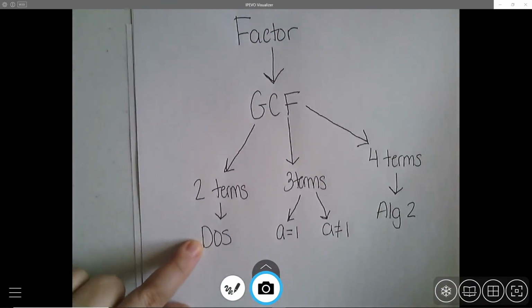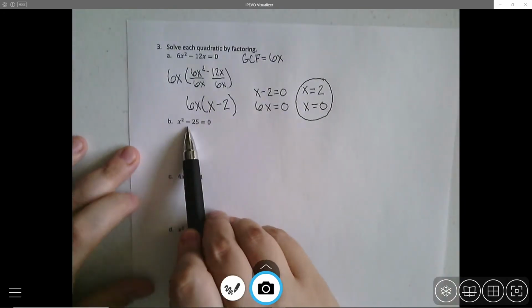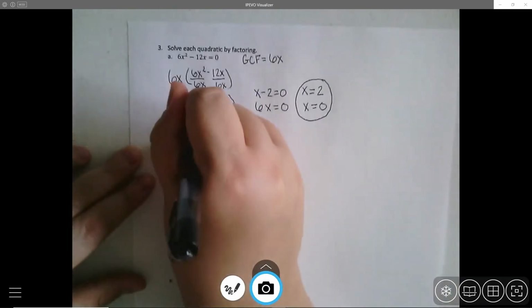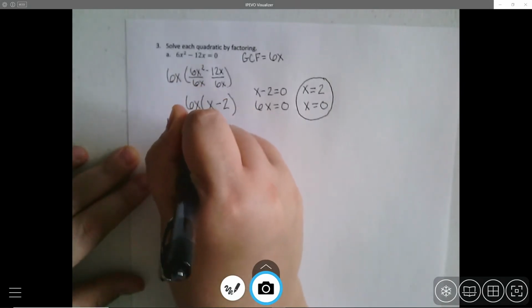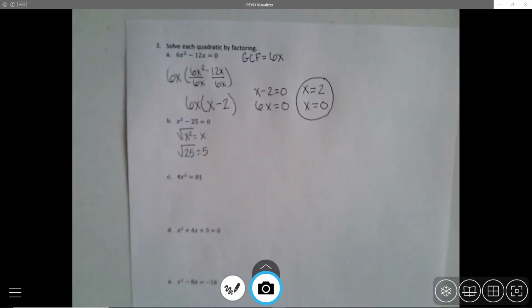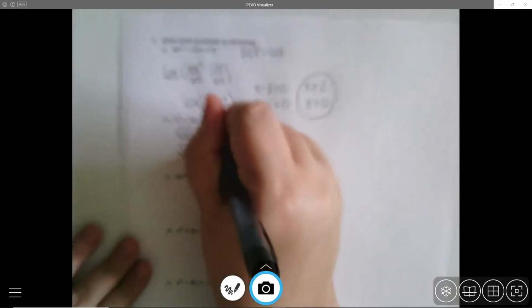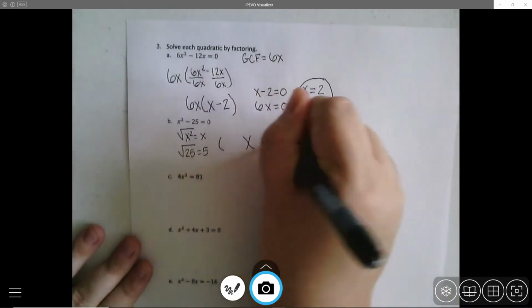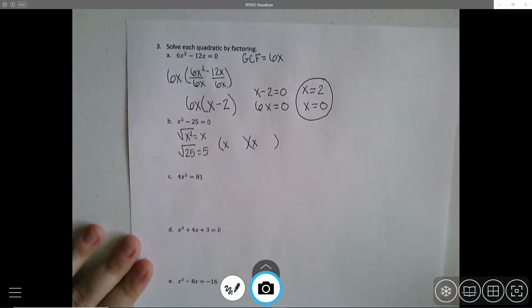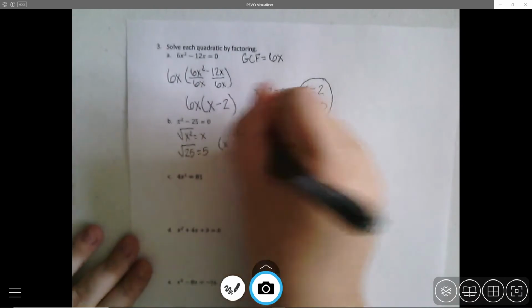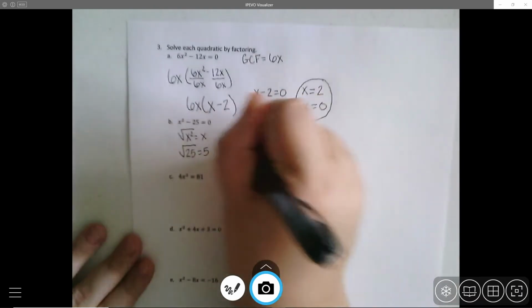So now, it has 2 terms. Is this a difference of squares? Well, there is a minus, and also notice here, if I take the square root of x squared, it's x. Square root of 25 is 5. Since there is a minus in between, and again, it has the square root of both, it is a difference of squares. Square root of the first term, or square root of x squared, goes first. Square root of the second one, or square root of 25, or 5, goes next.